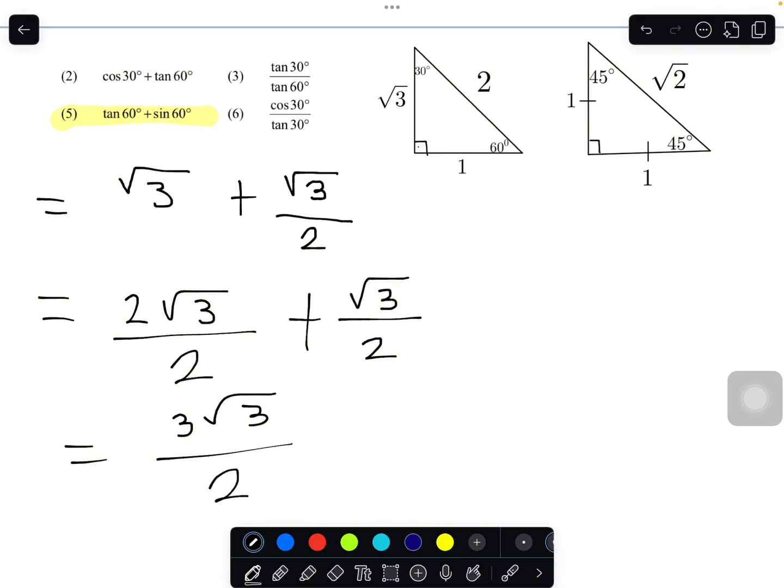The nice thing about this section is you can always check your work on the calculator and see if you get the same answer by just putting in the question. Let's go to the next sum.